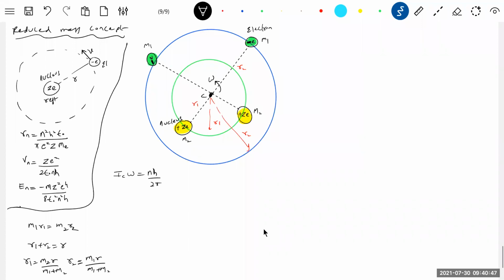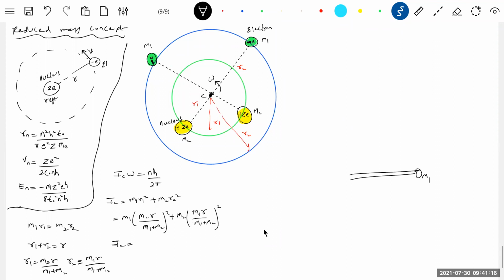So what is I_C? I think we have to go back to the moment of inertia. It will be m1 r1 square plus m2 r2 square. You have this problem in HC Verma, some 34th problem I feel: two particles attached by a rod, find the moment of inertia about its center of mass. If you can remember that directly, you can write down the equation.